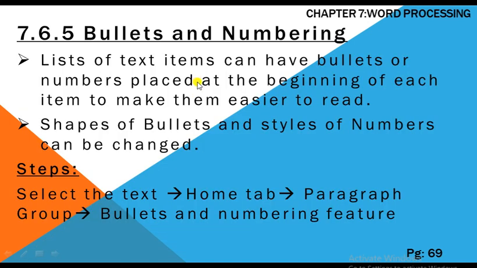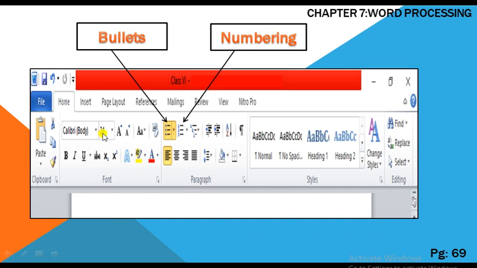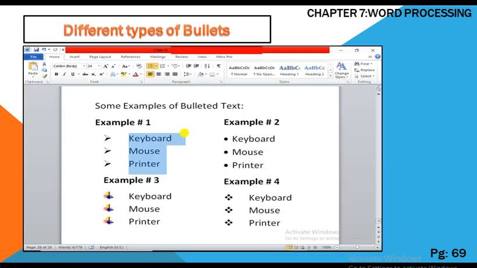then bullets and numberings. List of text items can have bullets or numbers placed at beginning of each item to make them easier to read. So with the help of bullets and numbers, we make our text easier to read. Shapes of bullets and styles of numbers can be changed. What are the steps? Select the text, go to home tab, paragraph group. In paragraph group you can choose bullets and numbering feature. You see this? Home tab, paragraph group, these are bullets and these are numbers. You will click them, you will see a menu and there are different options you can choose from them.